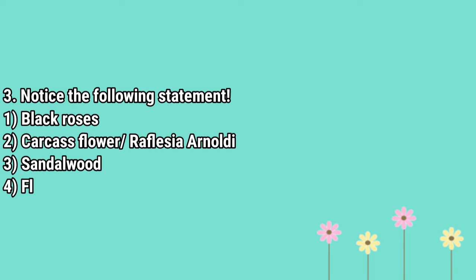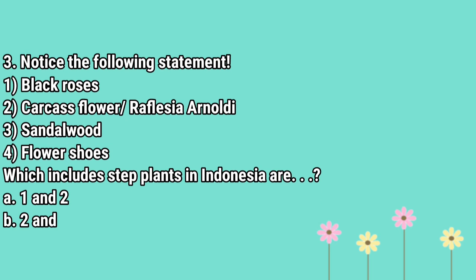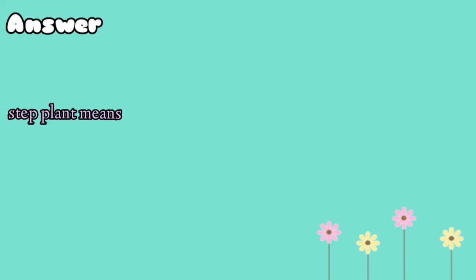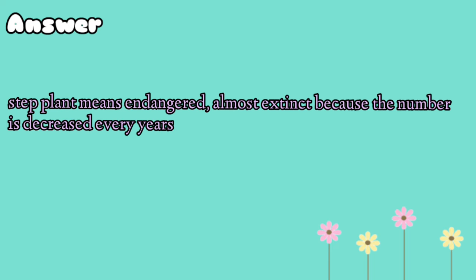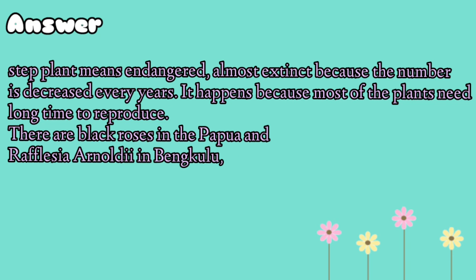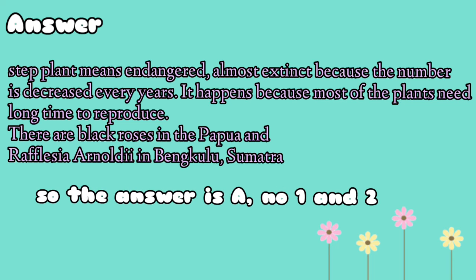Let's do another question. Question number 3. Your time to do it is about 2 minutes. It's time to discuss the answer. Steppe plants mean endangered, almost extinct, because the number is decreasing every year. It happens because most of the plants need a long time to reproduce. There are black roses in Papua and Rafflesia arnoldii in Bengkulu, Sumatra.